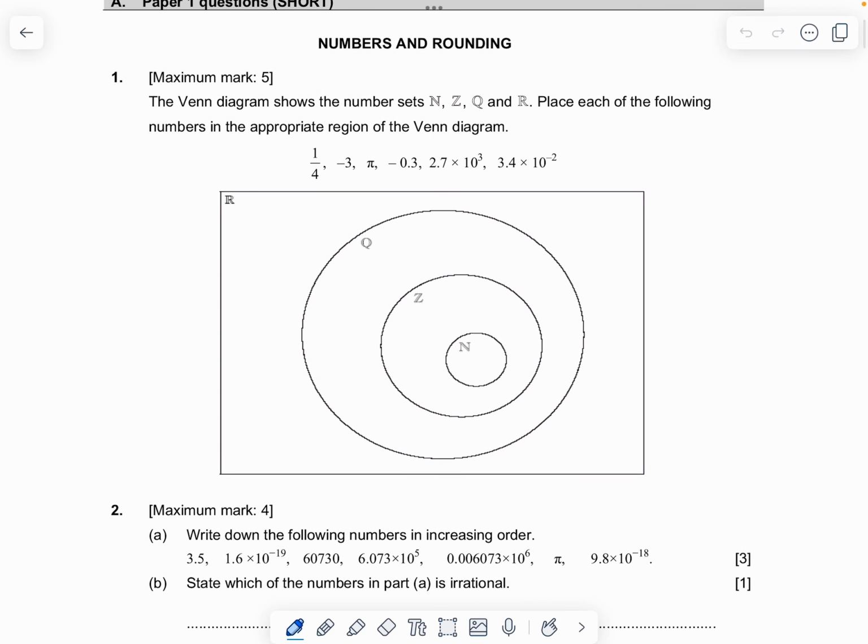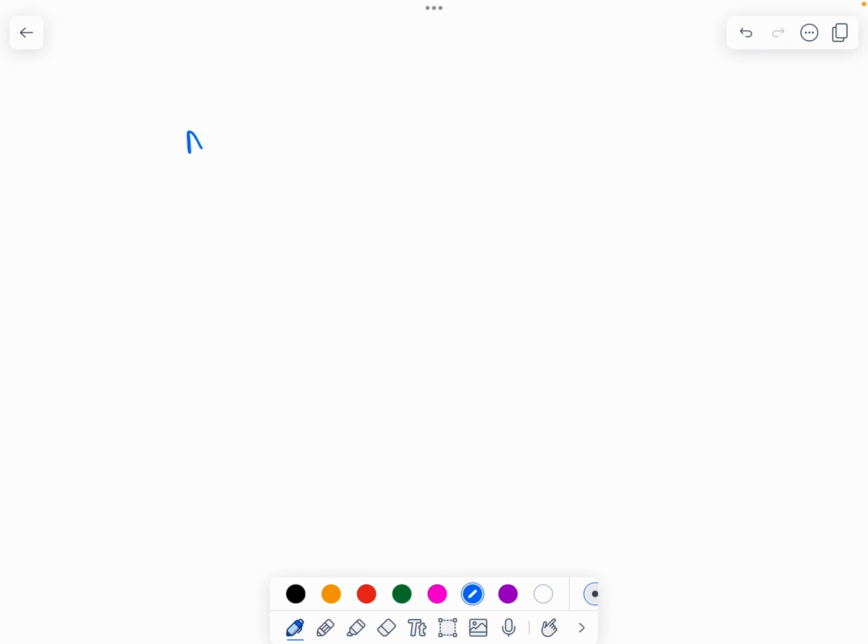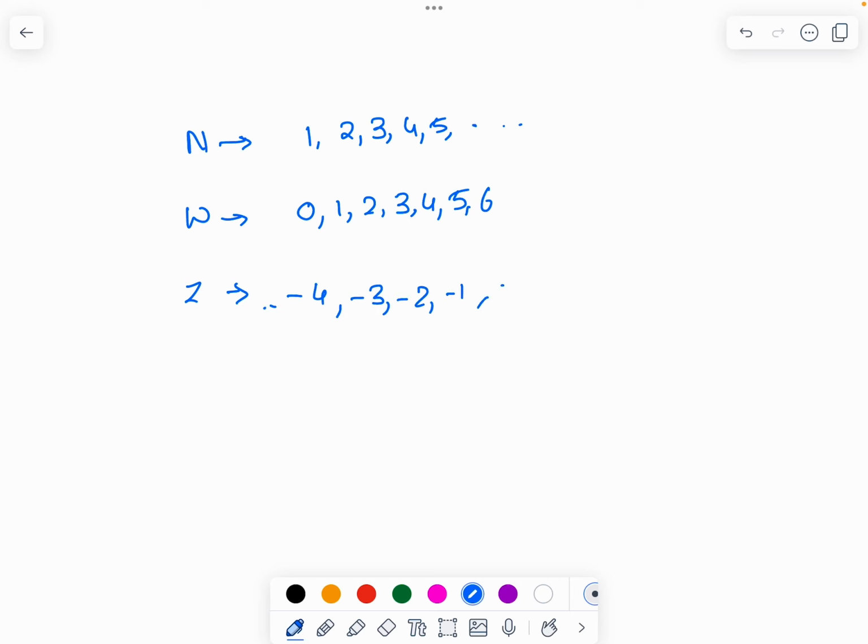So he says the Venn diagram shows the number sets, natural numbers. So first of all, we'll try to understand what natural numbers are, then we will be able to get a clear idea. So over here, natural numbers are 1, 2, 3. All counting numbers are natural numbers, 4, 5, 6, and so on. If I add a 0 to it, it becomes a whole number, 0, 1, 2, 3, 4, 5, 6, and so on.